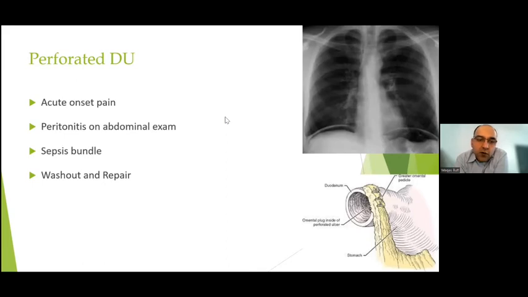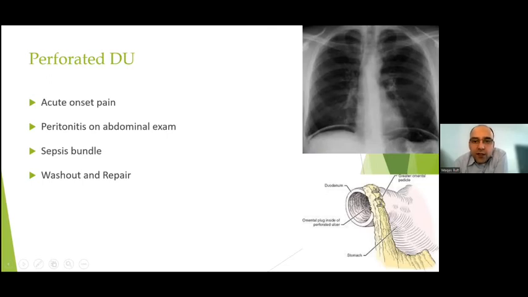So what you need to do is first of all, do your sepsis 6, ensure that you are resuscitating the patient, giving him IV fluids, antibiotics, oxygen, checking their lactate, general bloods, urine output, etc. And this is the pathognomonic or the textbook picture of perforated DU, where you see free air under the right diaphragm.